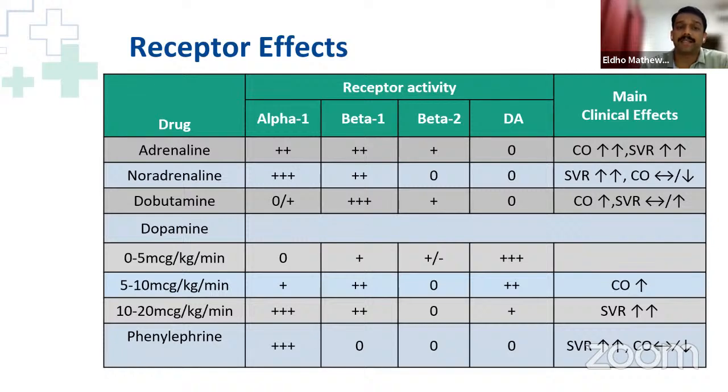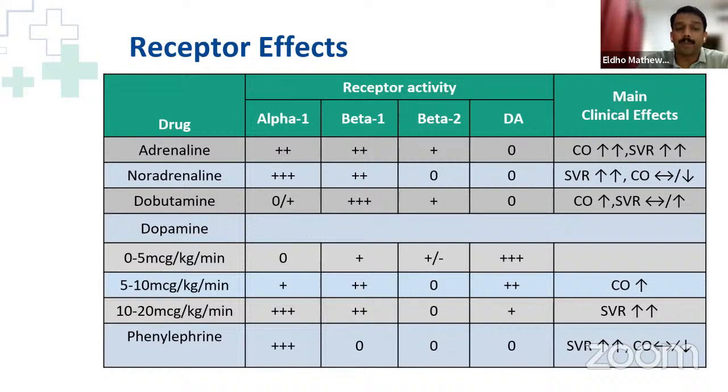So coming to the receptors, adrenaline acts on alpha-1 and beta-1, and it increases the cardiac output and systemic vascular resistance. Noradrenaline has more activity on alpha-1 compared to beta-1, so it increases systemic vascular resistance, but there is not that much effect on cardiac output. And dobutamine has an effect on beta-1. It increases the heart rate, cardiac output will increase, and there is less effect on systemic vascular resistance.